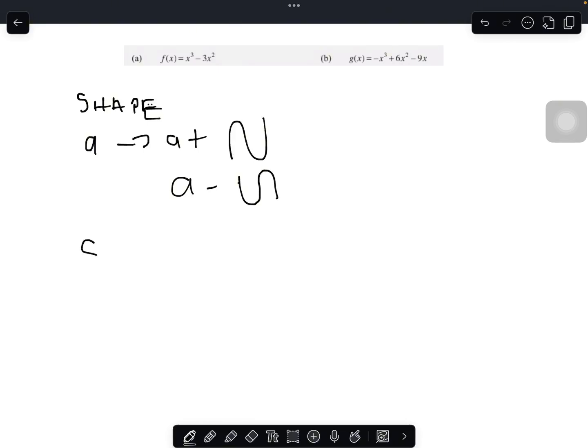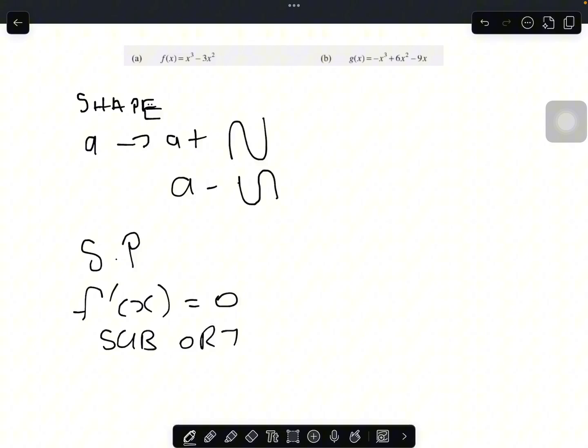The second thing we're going to look at is your stationary points. To get our stationary points, we find our first derivative and equate to 0. We then sub back into the original. Your stationary point is basically what looks like a turning point from your parabola. So these would be your stationary points.